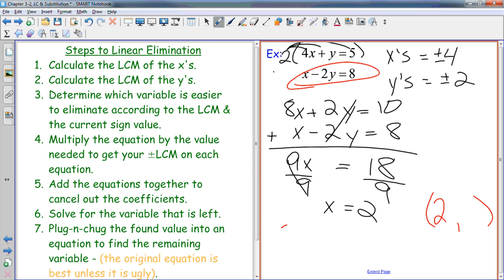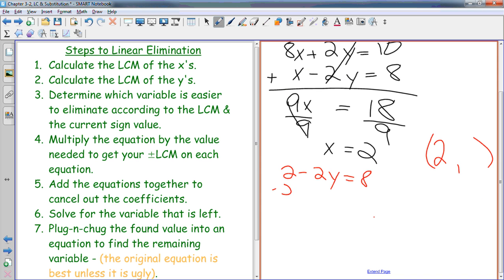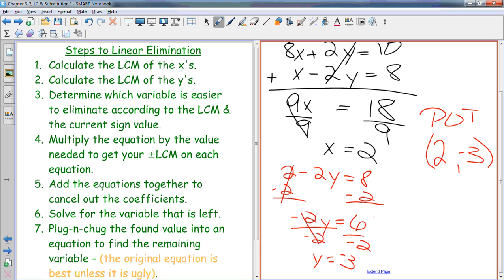So I'm going to say, okay, 2 minus 2y equals 8. And I'm going to solve for y. Subtract 2. So I have negative 2y equals 6. Divide by negative 2. Y equals negative 3. So my POI, or point of intersection for those two lines, is going to be 2, negative 3. If you were to graph that, do your lower bound, upper bound, you would get 2, negative 3, just like we just got with the algebra.